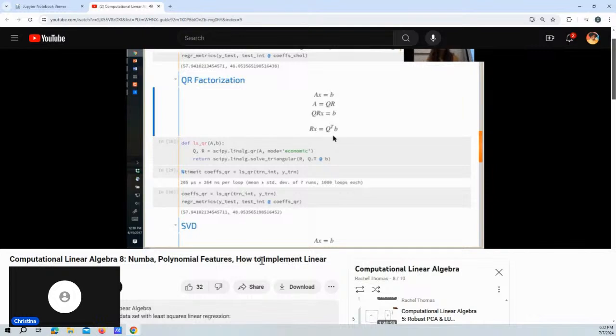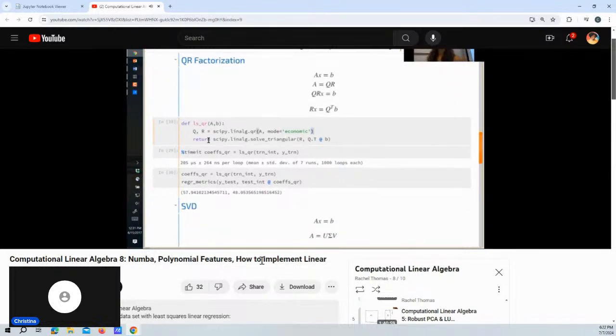And then why is it nice to have Rx equals Q transpose b? Can you grab the microphone? You want to solve for x, R is upper triangular, so you can just solve. Exactly, yeah. So now we have a linear system of equations with a triangular matrix that will be fast to solve. So here we do QR using SciPy's QR factorization, and then we get a triangular system to solve. We solve this, and all right, we're getting the same error that we've been getting.